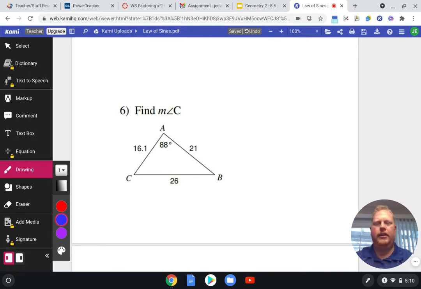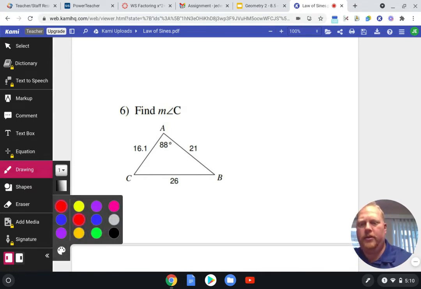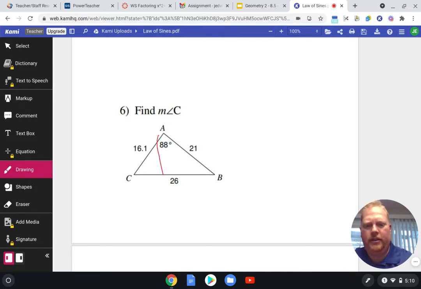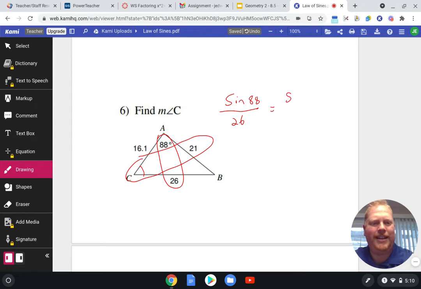All right. Next to last example here says find the measure of angle C. So we've found a lot of missing lengths, but we haven't found a whole lot of missing angles, except for in the slideshow. So let's go ahead and get some extra practice with that. So I've got this angle and the opposite side. So sine of 88 over 26. And then if I want to find angle C, that's going to be opposite of the 21. So sine of C over 21.